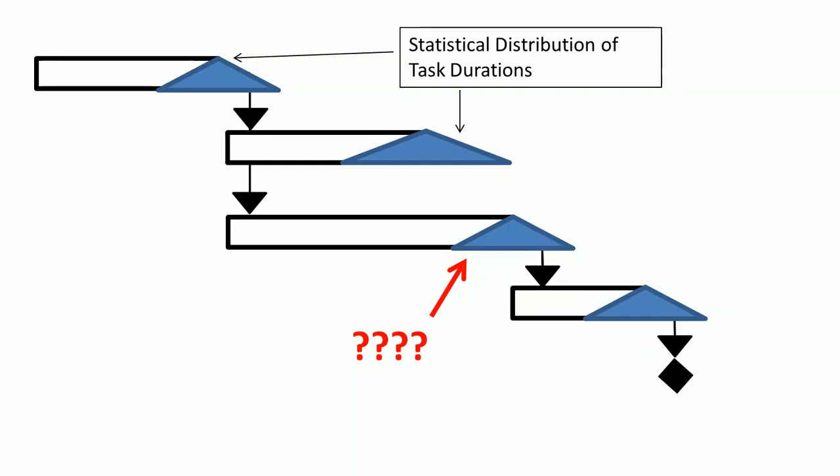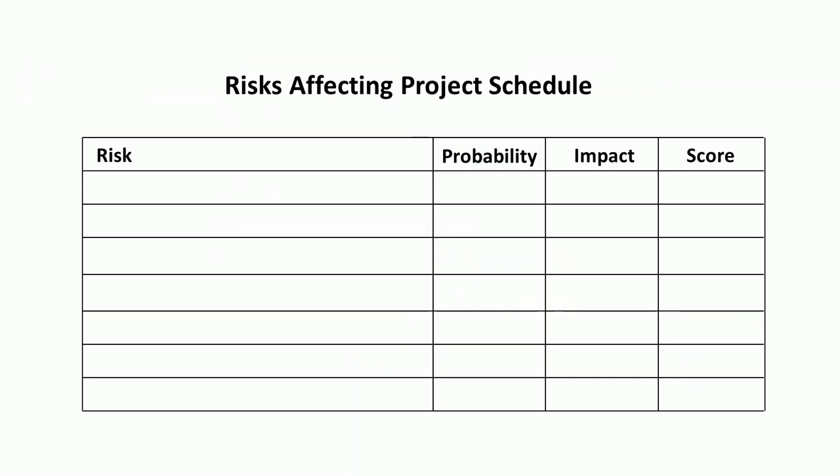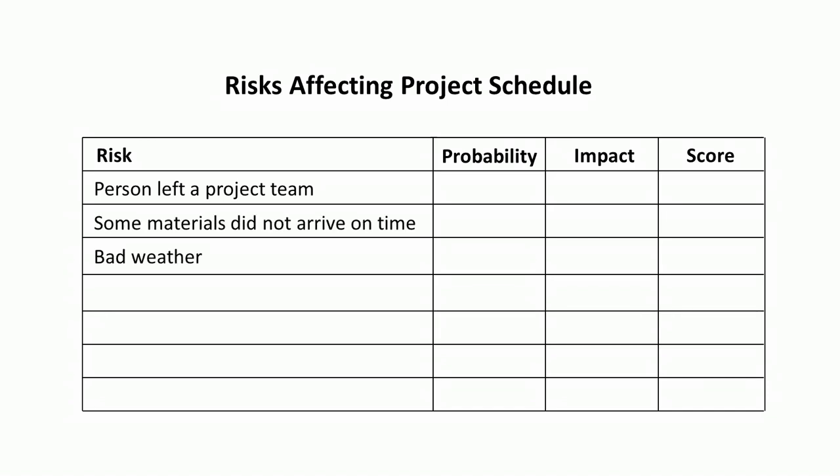Yes, we can. To do it, we need to ask ourselves, what is behind task uncertainties? In most cases, these are risk events. Something happened and made an impact on the project. Persons left a project team. Some materials did not arrive on time, or the weather has changed. These events or risk drivers are easier to identify by asking the question, what may happen?